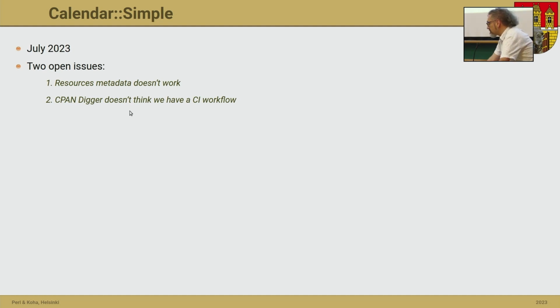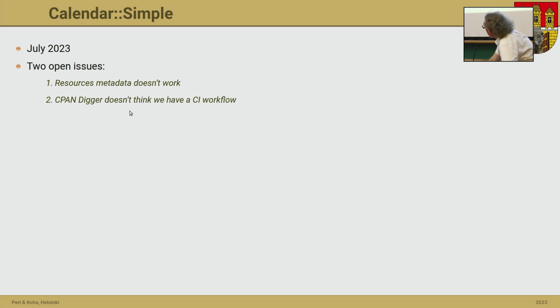And now I just wanted to show you how it usually works for me. So here is my assignment from July this year. I got Calendar Simple as the assigned repository. What I usually start with, I check the issues of the repository or in the bug tracker. And there were two open issues.